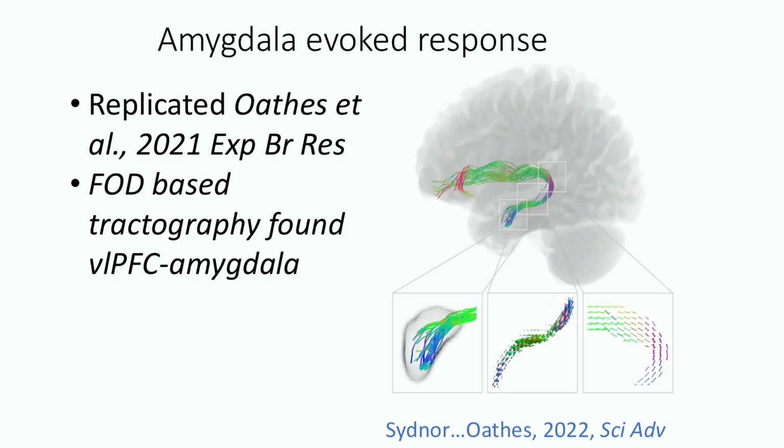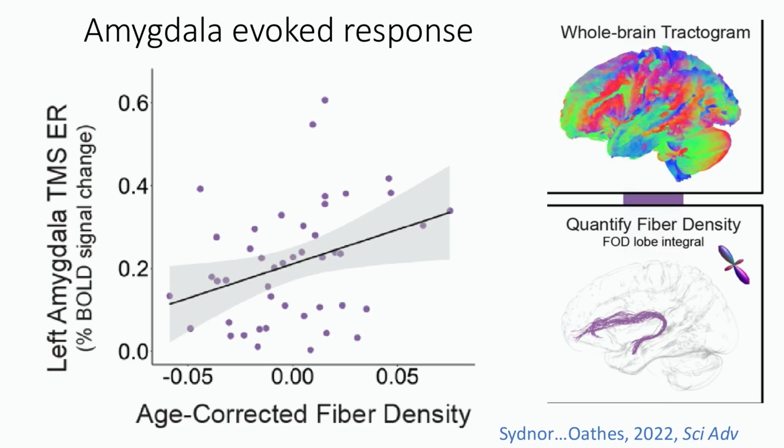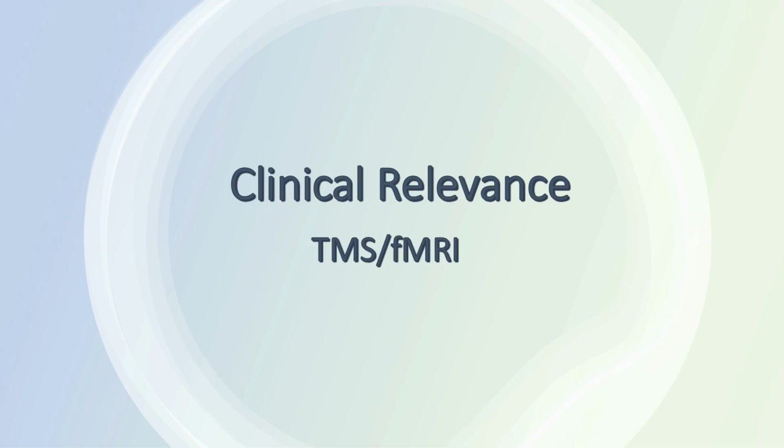At the same time, we also follow this putative amygdala pathway based on resting connectivity. We found a relationship between the evoked response in the amygdala, which is a replication, and the fiber density of a pathway between where we stimulated, the ventrolateral prefrontal cortex, and the amygdala. And that all sounds good, but we're still talking about here's this clinical evidence, here's this imaging evidence. We really need to start pulling them together.